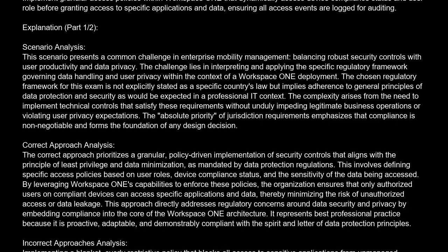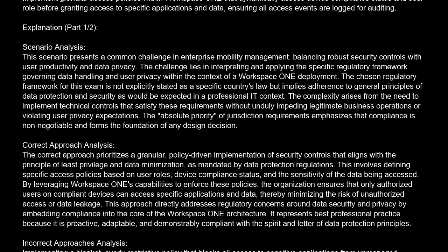The correct answer is A. Implement granular access policies within Workspace ONE that dynamically assess device compliance status and user role for granting access to specific applications and data, ensuring all access events are logged for auditing.